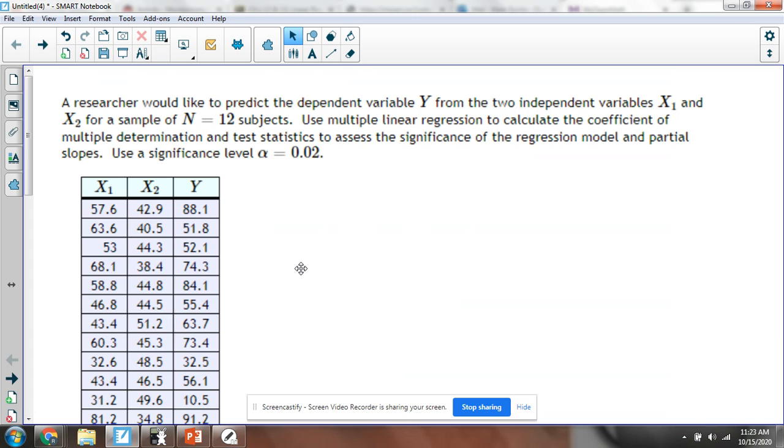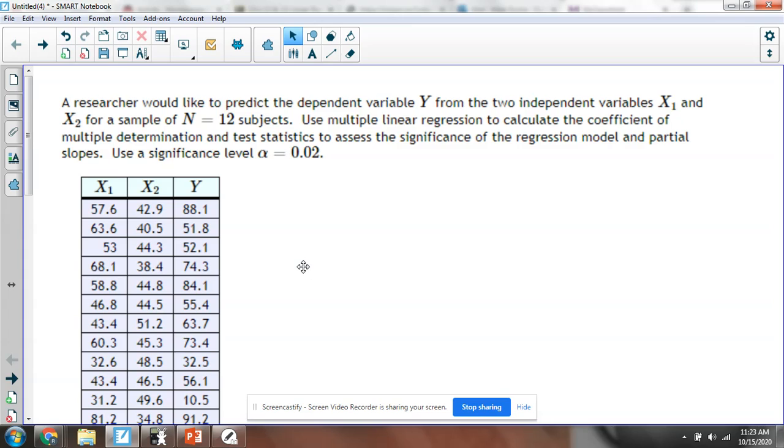Okay. So this says a researcher would like to predict the dependent variable y from the two independent variables x1 and x2 for a sample of 12 subjects. Use multiple linear regression to calculate the coefficient of multiple determination and test statistics to assess the significance of the regression model and the partial slopes using a significance level of 0.02.